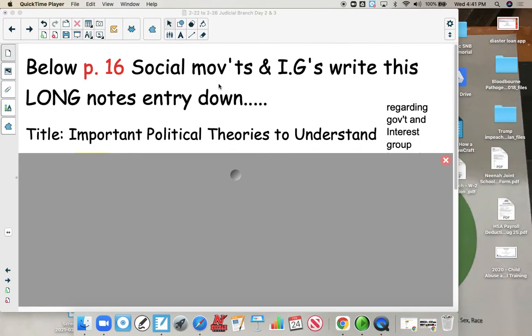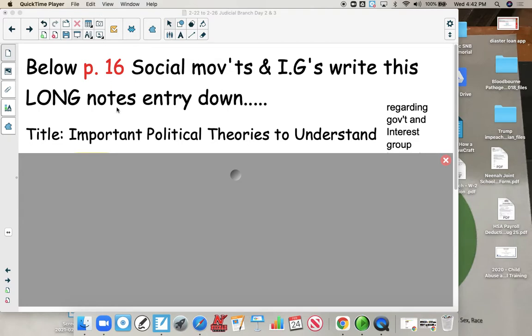Hey, boys and girls. I wish I would have noticed this earlier, but it seems to me like I've forgotten to teach you a rather important concept. It's four theories, or political theories, to help us understand interest groups.